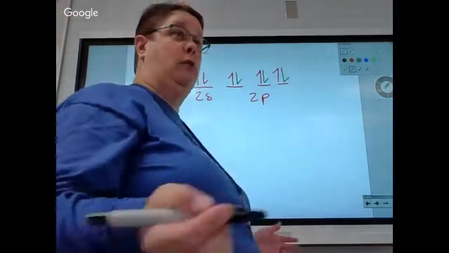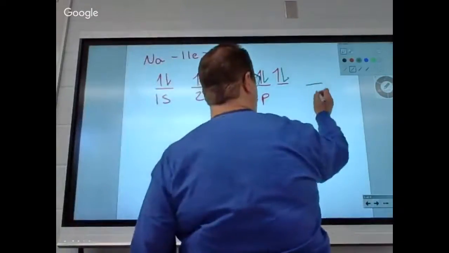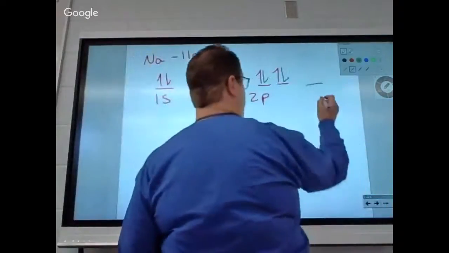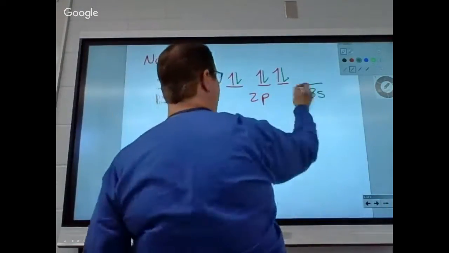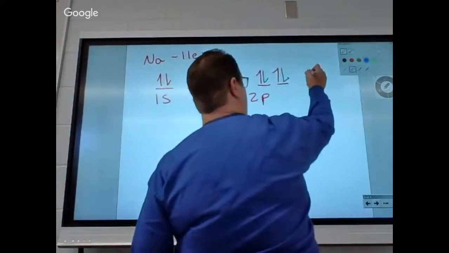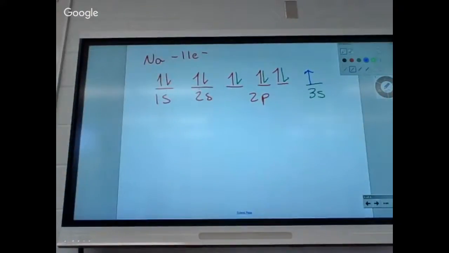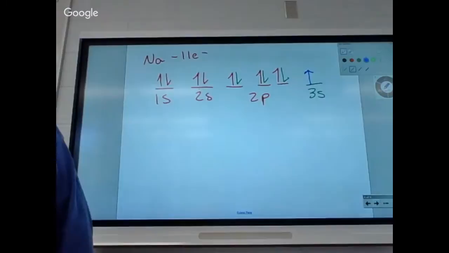Now that's full. So once you have filled 2p, then you go to the next thing in the chart, which is 3s. So you put 3s there, and you said 11, so that's 10. So number 11 would go there. Okay? Each individual arrow is 1 electron. Correct. That makes more sense, I guess.